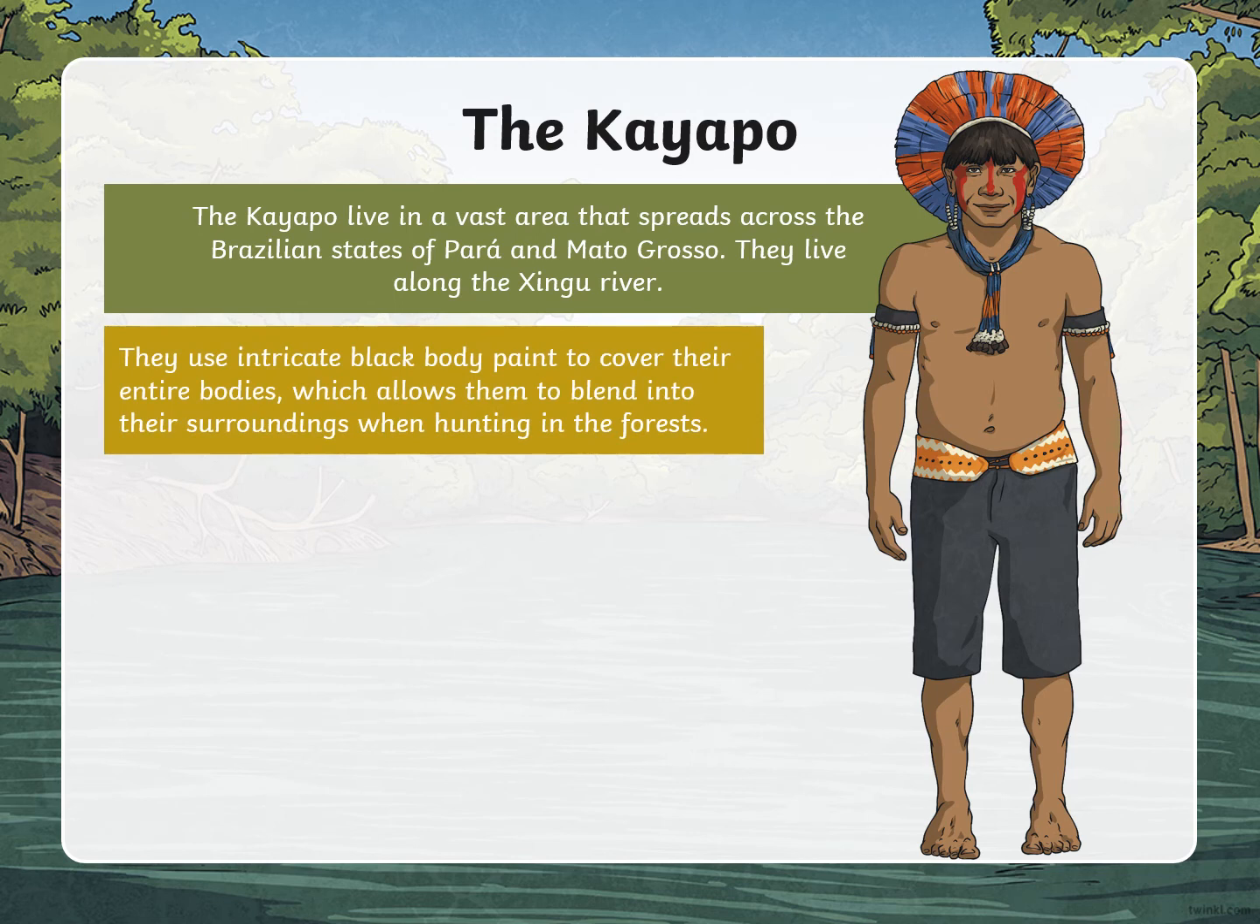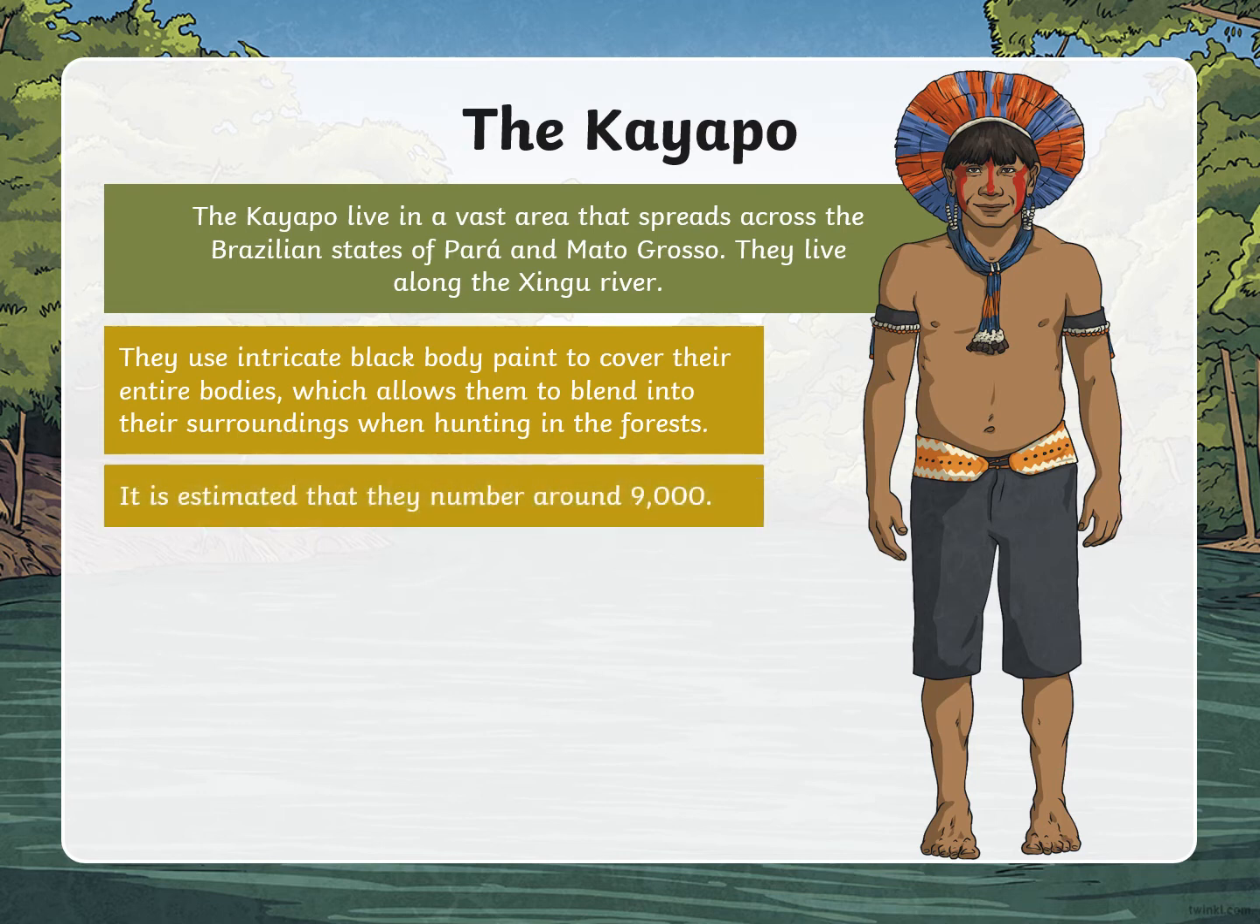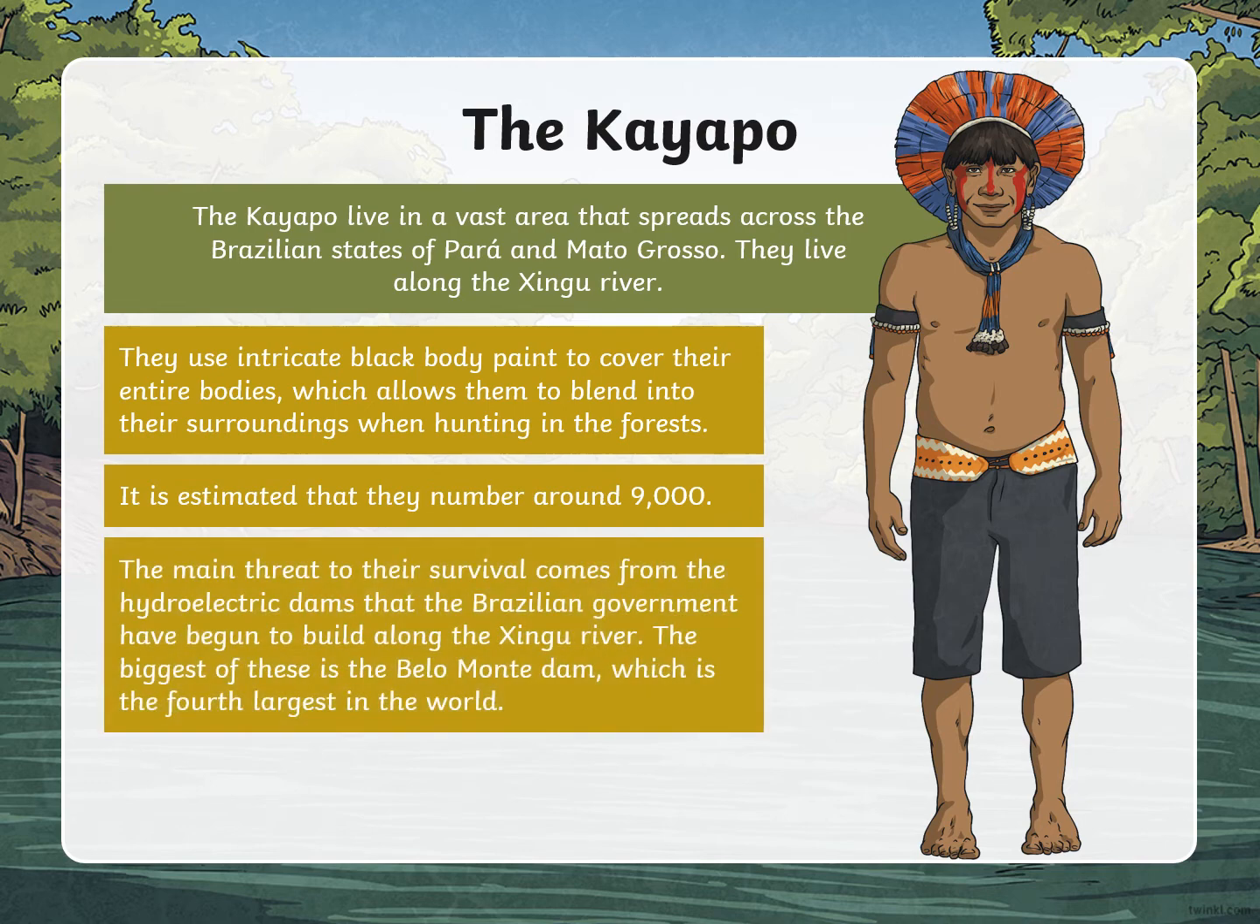They use intricate black body paints to cover their entire bodies, which allow them to blend into their surroundings when hunting in the forests. It is estimated that they number around 9,000. The main threat to their survival comes from hydroelectric dams that the Brazilian government have begun to build along the Xingu River. The biggest of these is the Belo Monte Dam, which is the 4th largest in the world.